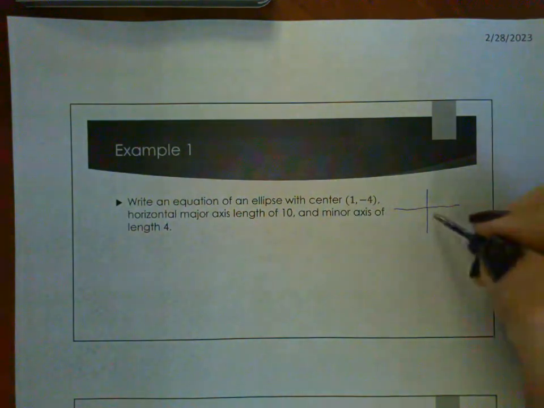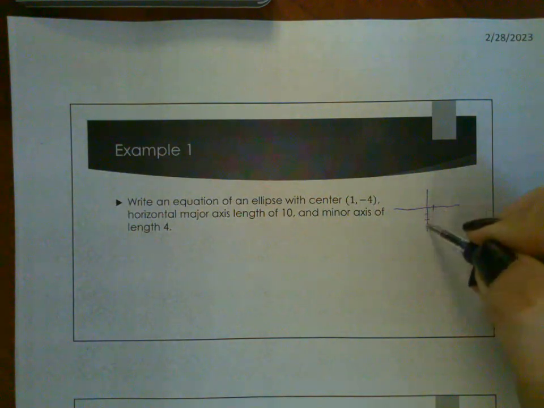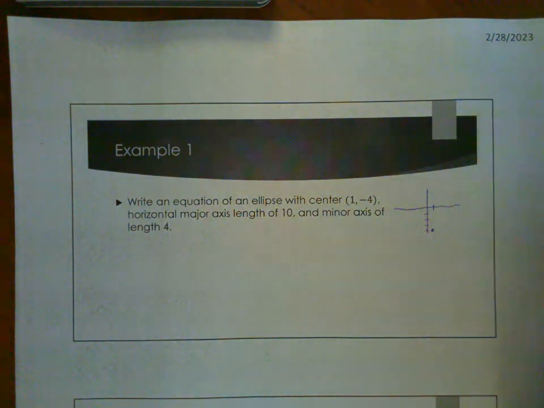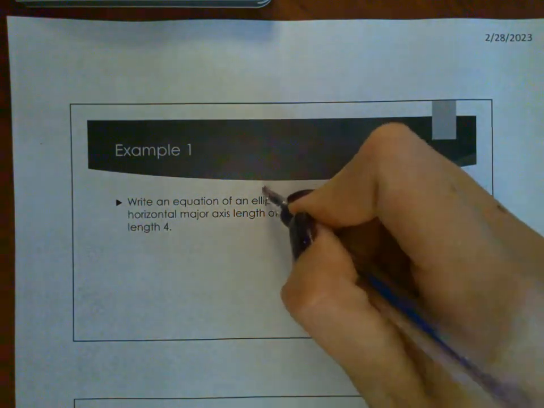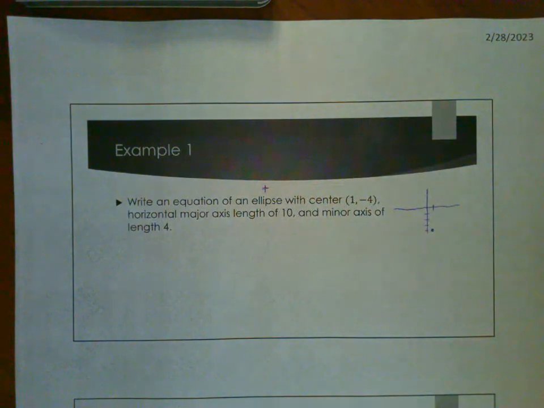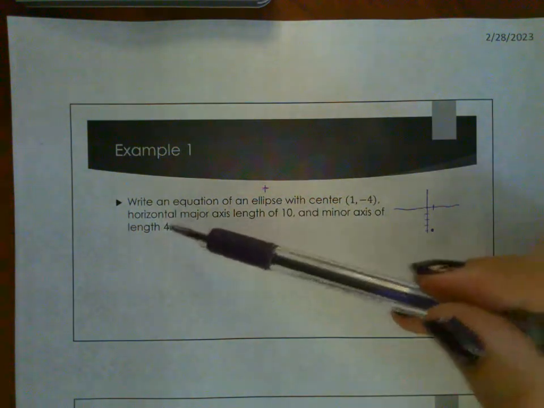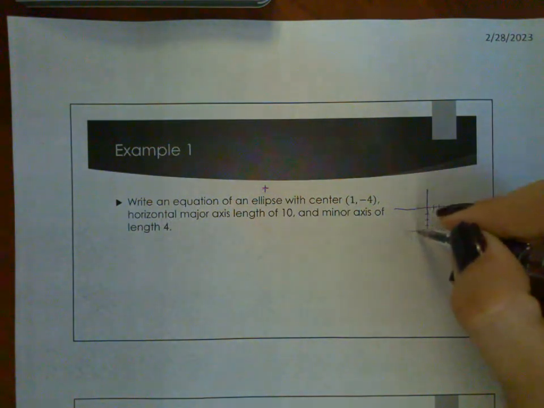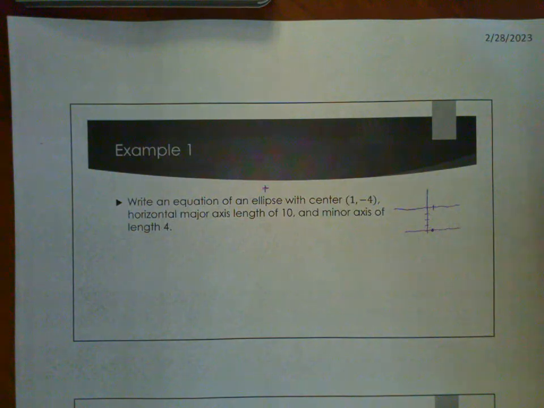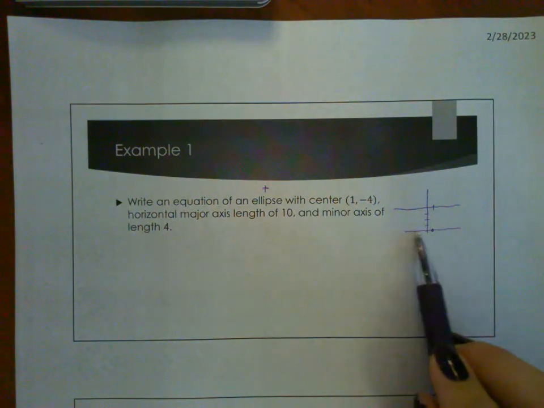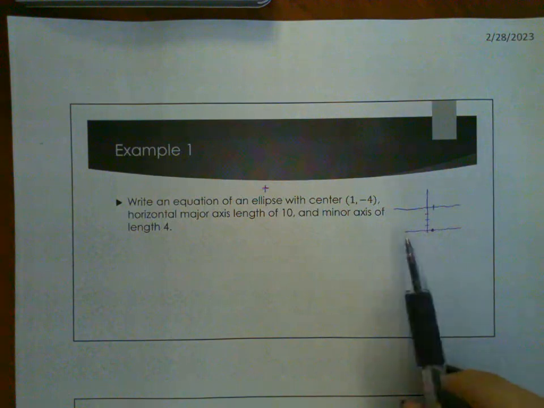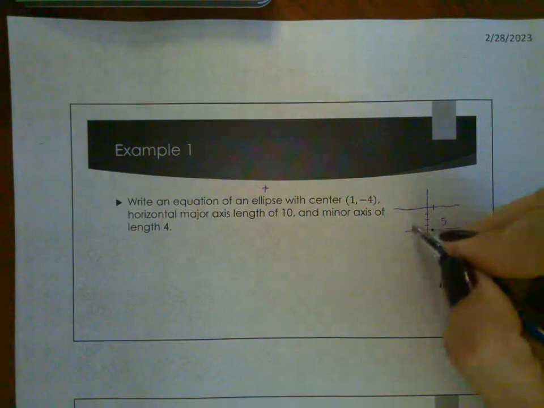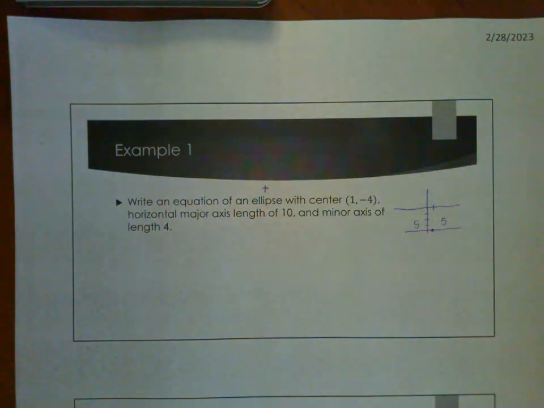And my center is at (1, -4). So it's like there. And then it says that it has a horizontal, first of all, I'm going to say an ellipse. I remember that difference is that it has a plus in the middle instead of a minus. But it has a horizontal major axis length of 10. So that means going in this direction, this line should have a length of 10. But how long do you think each piece is going to be? Each part here is going to be 5 because they have to be even on each side. They can't be different lengths.